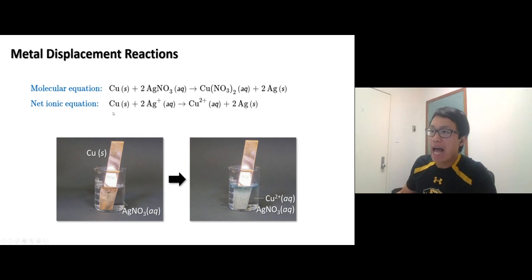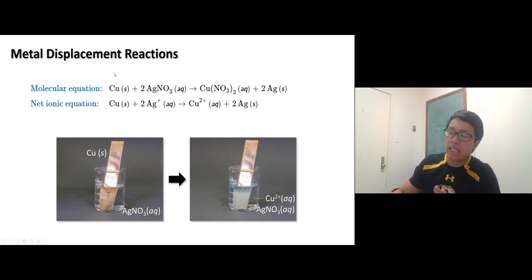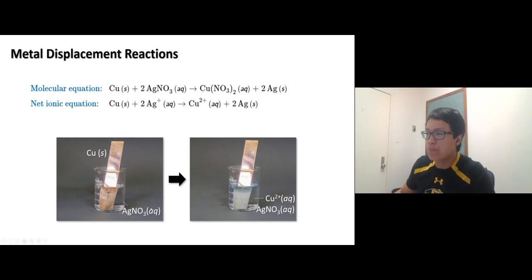All right, this one is an example of a single displacement reaction. So we call it a metal displacement reaction. You have seen it before, but we haven't talked a lot about it. So it's more like oxidation reduction. Maybe you're familiar with that. You heard about it before, I know. In this one, basically copper and silver just switch places, right?